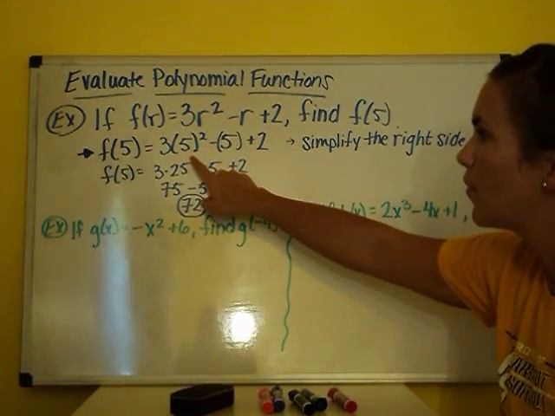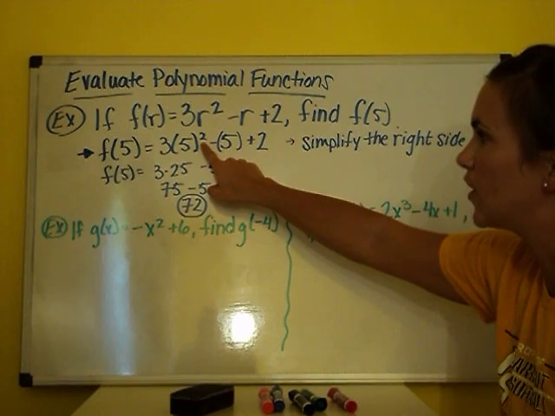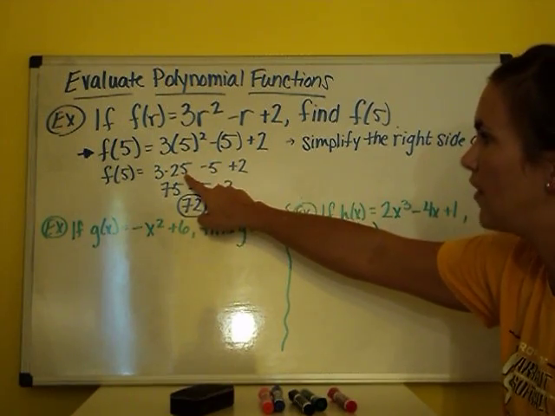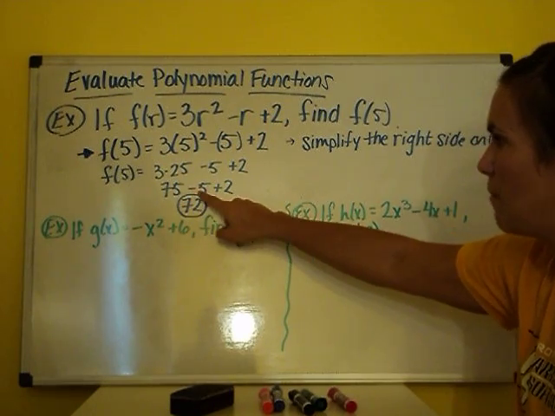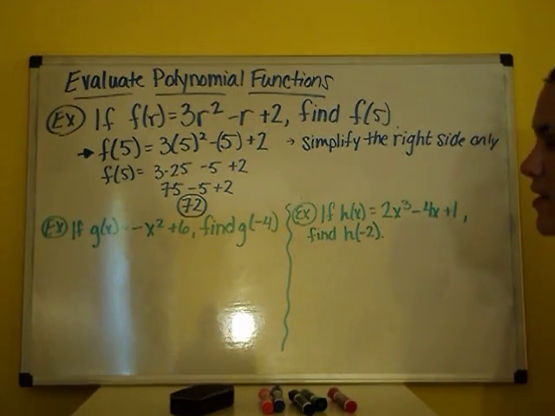So using order of operations, we take our exponent first. So 5 squared is 25. Then 3 times 25 is 75. Minus 5 plus 2 is going to give you 72.